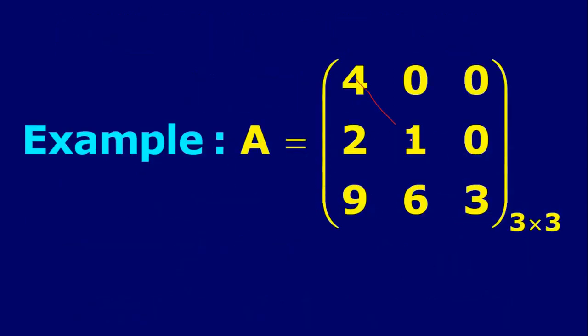Suppose all the elements above the diagonal elements are zeros, then it is called a lower triangular matrix. So here we have numbers on the lower side, like this. Therefore this is called a lower triangular matrix. Here the elements above the diagonal elements are zeros. So this is a lower triangular matrix. Here we have numbers like this. Other elements should be zeros.